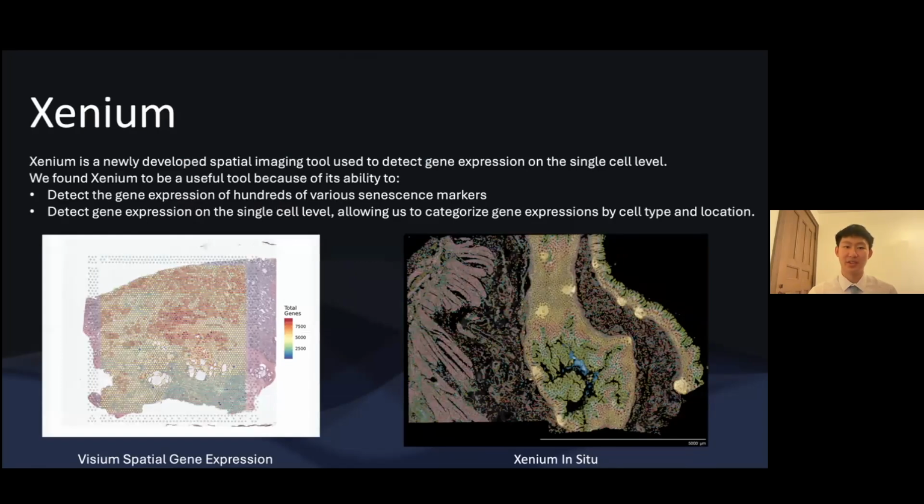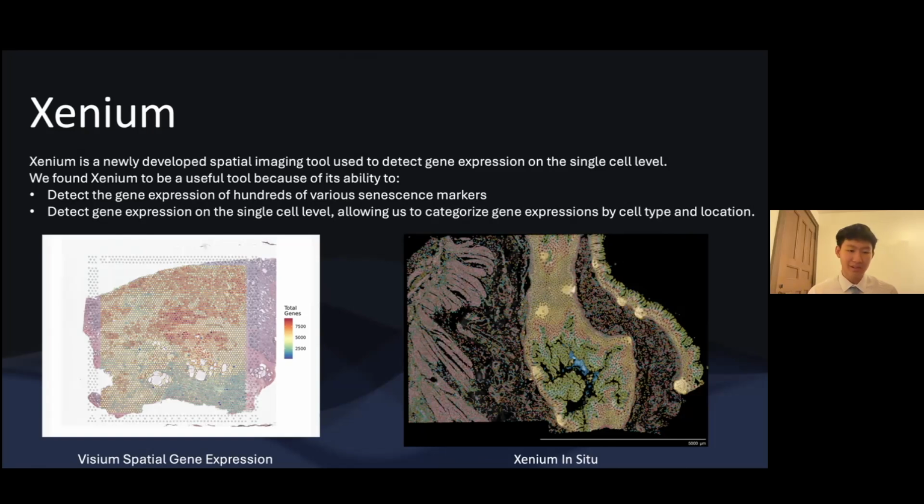Xenium is a newly developed spatial imaging tool, which we decided would be a great tool to use when studying senescence for two main reasons. Xenium is able to detect gene expression of hundreds of variant senescence markers that we could custom select. And in addition, Xenium can detect gene expression on the single cell level, which is incredibly important when studying senescence because of senescent cells' rarity and their ability to be of various certain cell types.